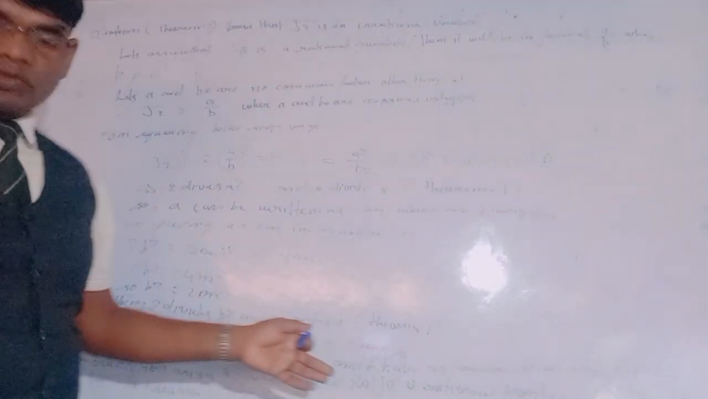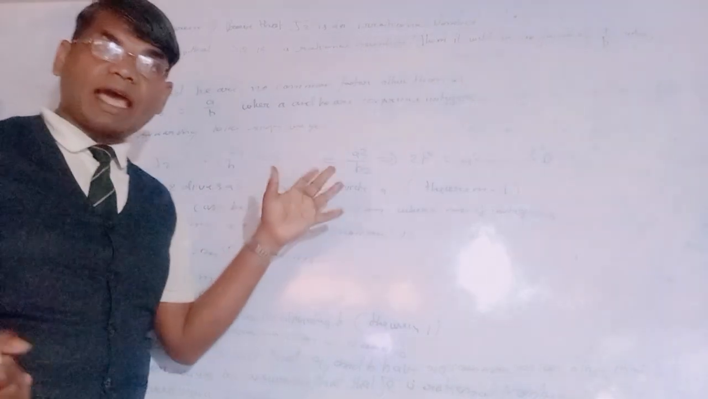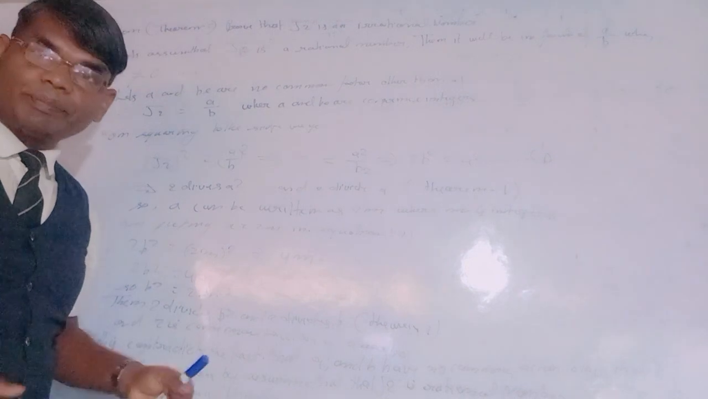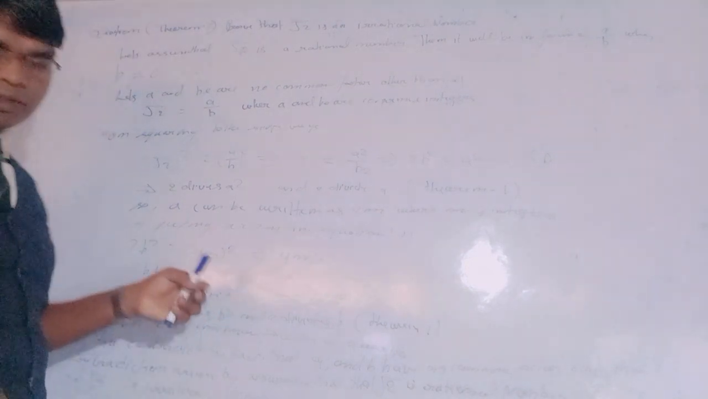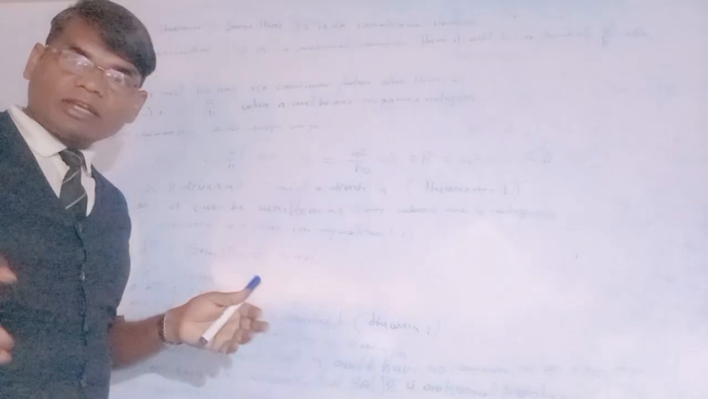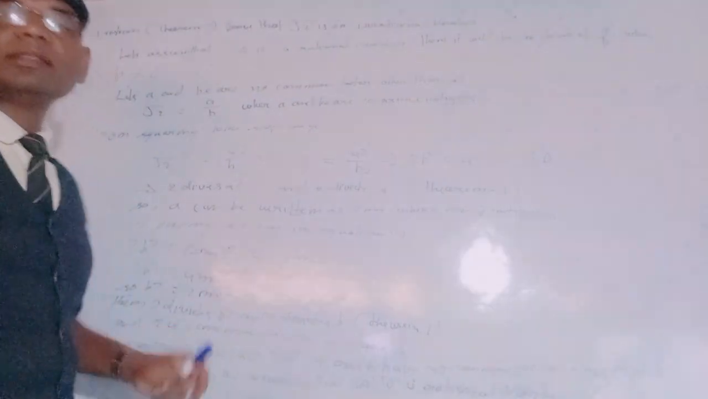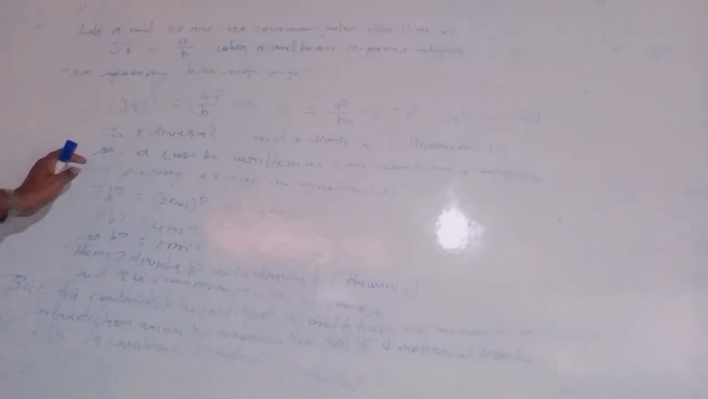We have proved this question with the help of the previous theorem. On the basis of the first theorem, we have proved the second theorem that root 2 is an irrational number, on the basis of the assumption that root 2 is rational.